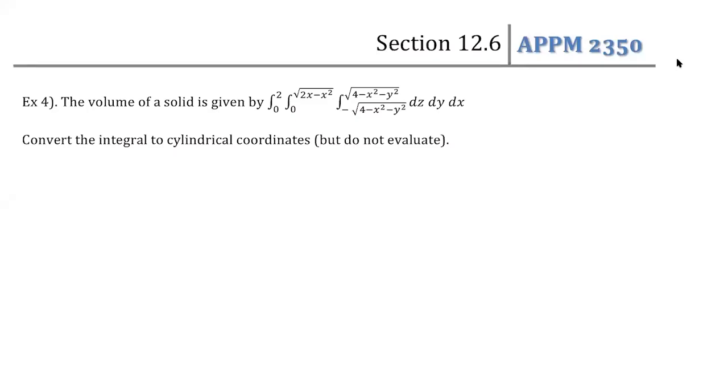Okay, and let's try one more example. So this one, I'm going to give you the setup in Cartesian coordinates, and then I want you to convert it to cylindrical, but you don't need to evaluate. So to do this, you are going to need to actually sketch the region of integration, figure out what the solid is that this describes the volume of, so that we can then convert. So go ahead and put this on pause and try it.